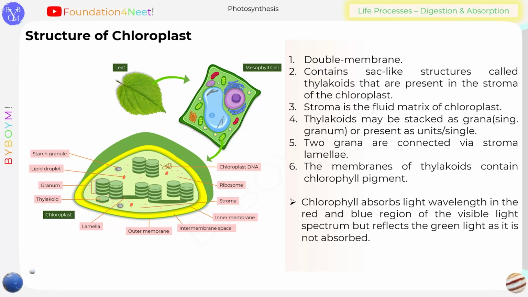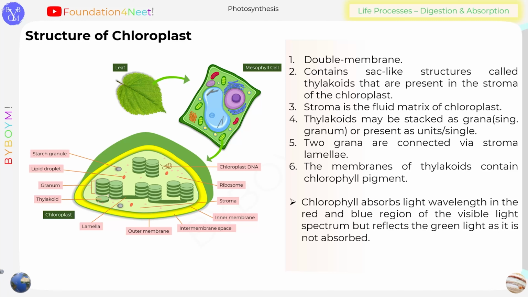Now we have two membranes, an inner membrane and an outer membrane, and the space present in between is known as the intermembrane space. Now an important structure here is the thylakoid. These thylakoids are the units where real photosynthesis takes place. The photosynthetic pigments are present in their membrane. So stacks of these thylakoids are known as grana. A singular would be called a granum.